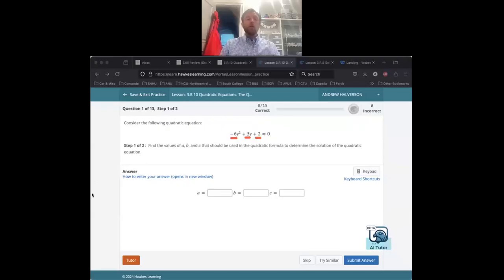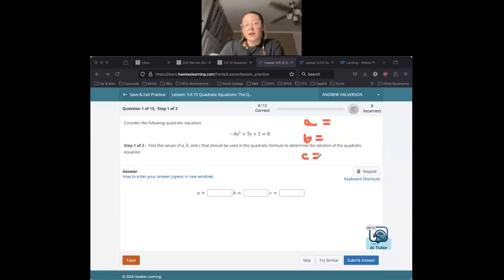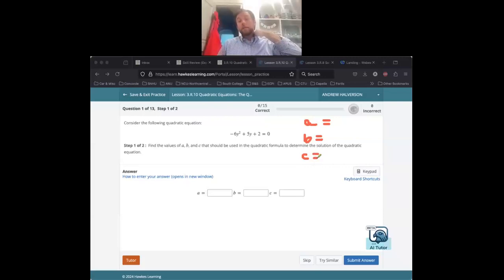Okay? So I want you all to tell me what is the value for A, what is the value for B, and what is the value for C. Like straight off for what they are right now. Just from reading this. That's easy. Negative 6y squared is A, positive 5y is B, and positive 2 is C. Very close. Almost perfect. One change.